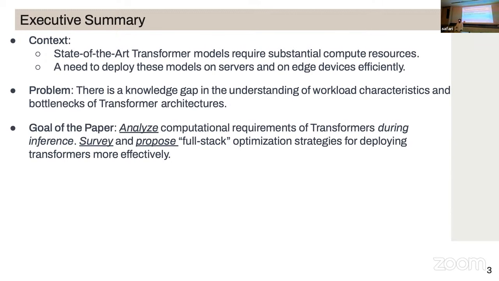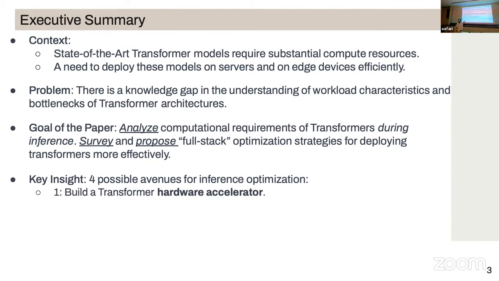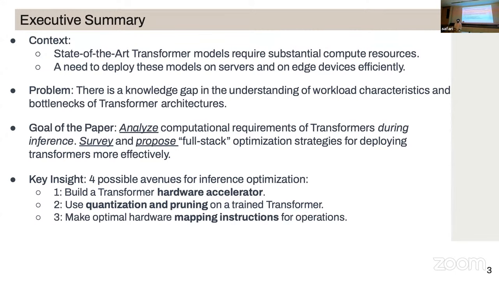And then they get four main insights, which is that there are four possible avenues for optimization. One is to simply build a transformer hardware accelerator. Another is to use quantization and pruning on an already trained transformer. Then you can make optimal hardware mapping instructions for the operations involved in the whole transformer inference. And then finally, you could redesign the whole transformer architecture through neural architecture search. So these are the four main insights.